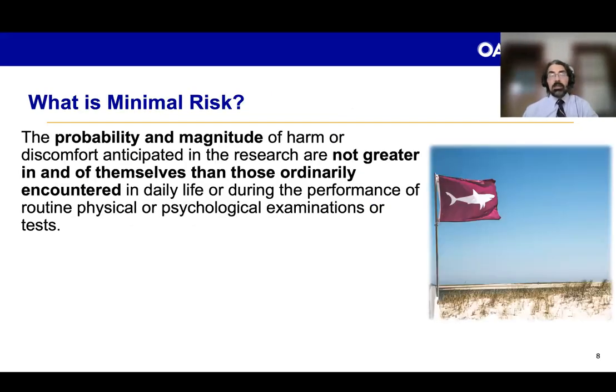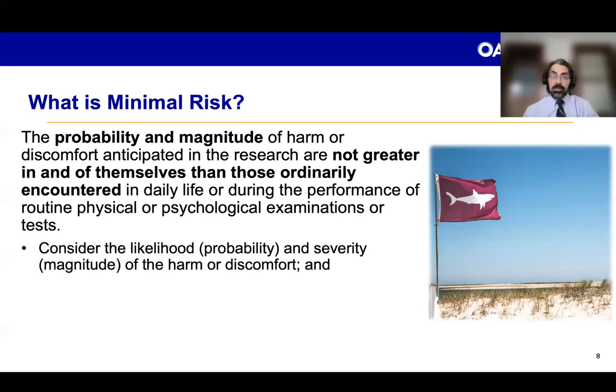Looking to minimal risk, the regulations actually provide us with a definition. It's the probability and magnitude of harm or discomfort anticipated in the research are not greater in and of themselves than those ordinarily encountered in daily life or during the performance of routine physical or psychological examinations or tests. So risk exists in two vectors. The first is the chance of it occurring, which is the likelihood or the probability of the event happening. And the second is how harmful it will be, which is the severity or the magnitude.